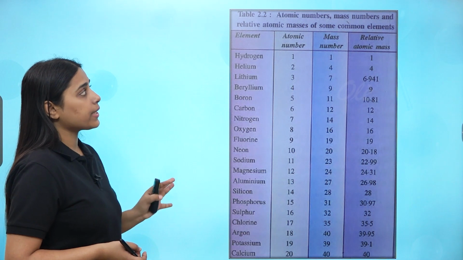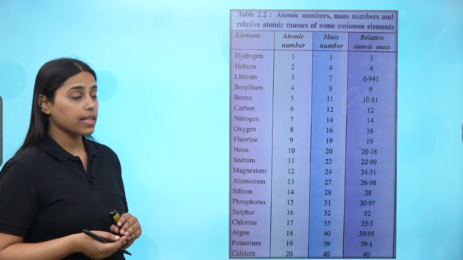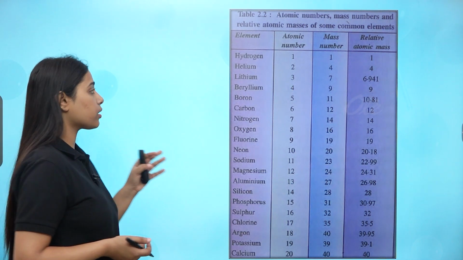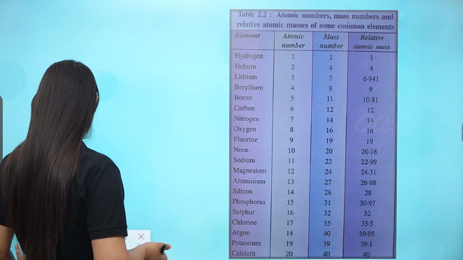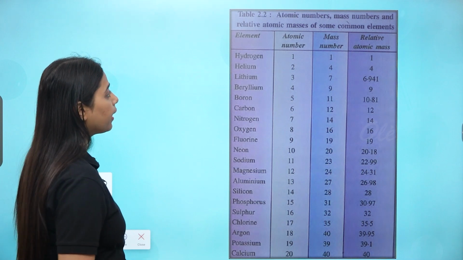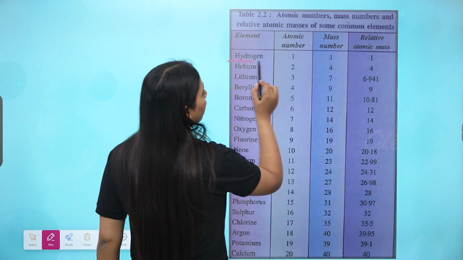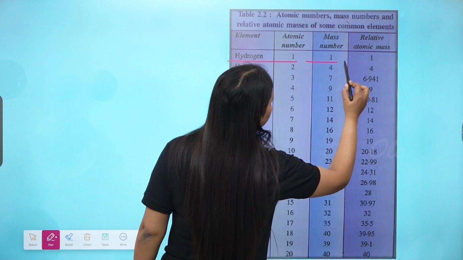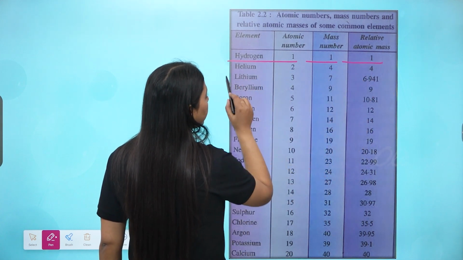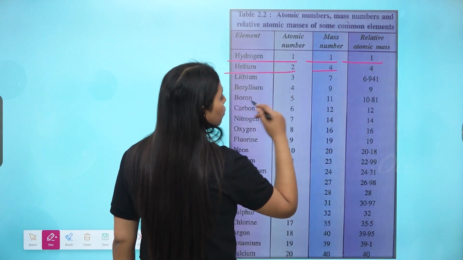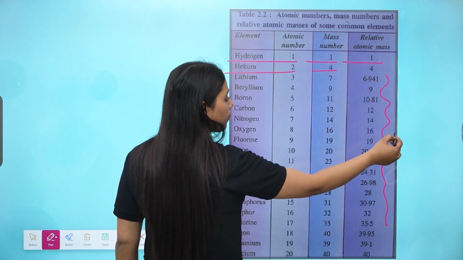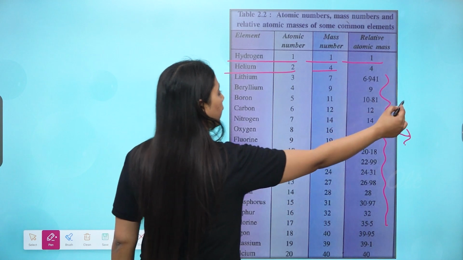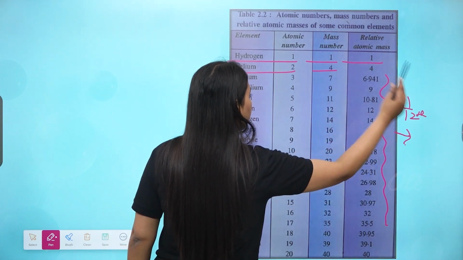This is the table representing the atomic numbers, mass numbers, relative atomic masses of some common elements from 1 to 20. So you can easily see here hydrogen has atomic number 1, mass number 1, relative atomic mass is also 1. Here, lithium has 3, 7. Okay, so relative atomic mass will have some fractional values because it is being measured in terms of 1/12 of carbon.